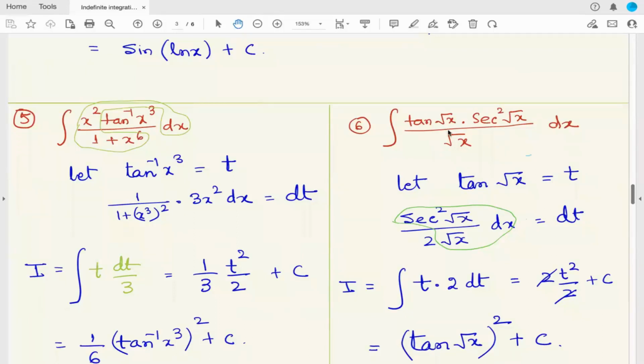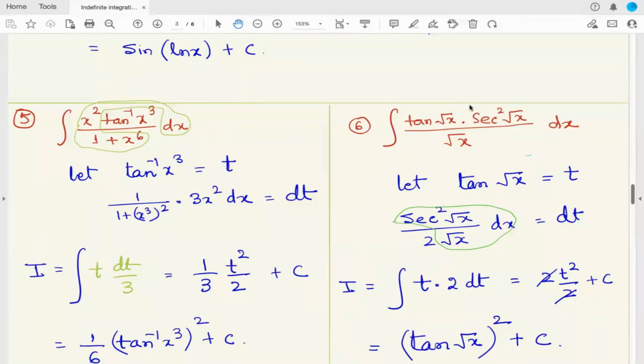Now the thing is, how will we know that we have to substitute tan root x? What we have to do is, here we are given an integrand, right? So we have to convert this integrand into a new integrand and an elementary element. We know that the elementary element is in the form of dx or dy, whatever it is. We know that the differentiation of tan x will be sec square x, and it is given in the same form. So we have to substitute this.